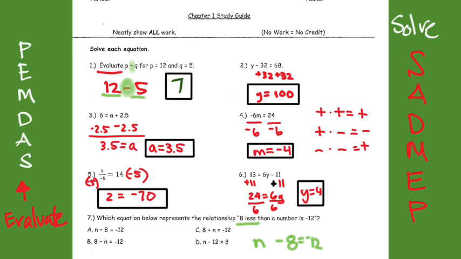And then number 7, I have a sentence that I have to figure out which one is the right one. It says 8 less, and as soon as I know that it's 8 less, then it has to be a negative 8, so I know that A is correct. 8 less than a number, and we're going to use n for a number, is, and that's equal to negative 12.